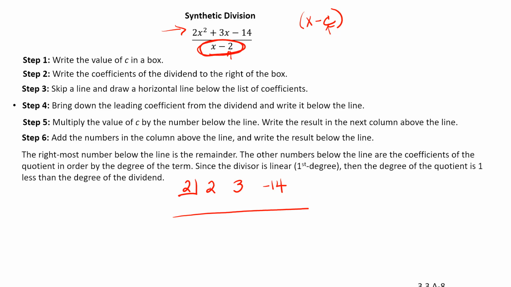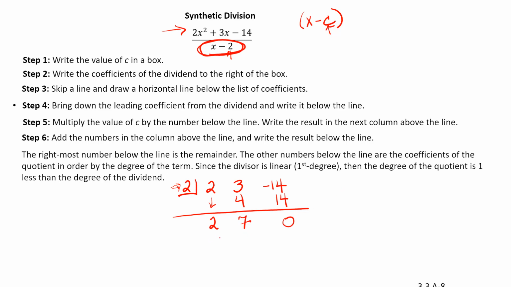First step we do is to bring down this 2 and put it here. Then we multiply 2 times this 2, which is 4, and we put that here. Then we add these two numbers, 3 plus 4, which is 7. And then we start over. 7 times 2, right here, is 14, and we put that here. We add these two numbers, and we get 0.